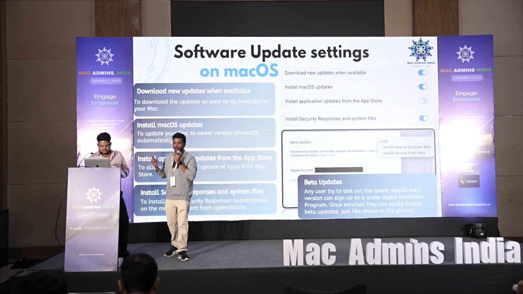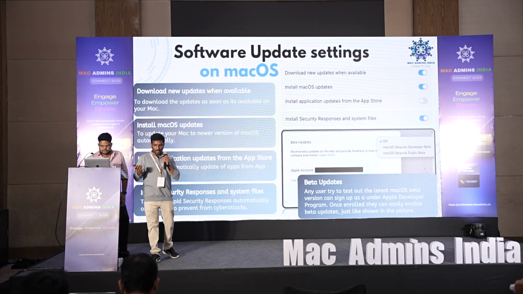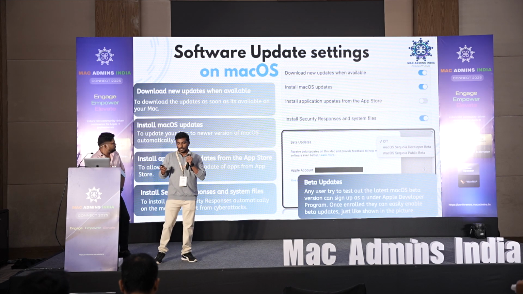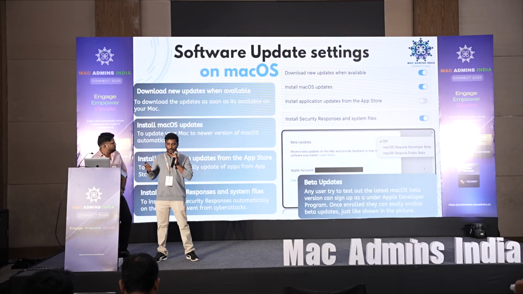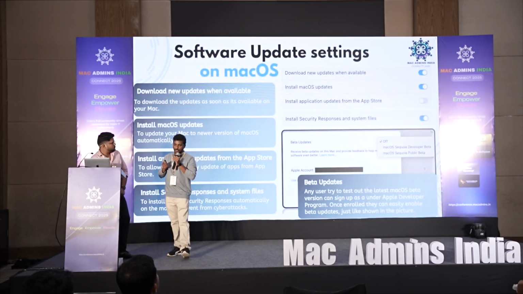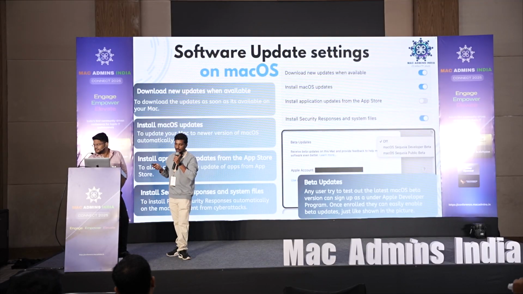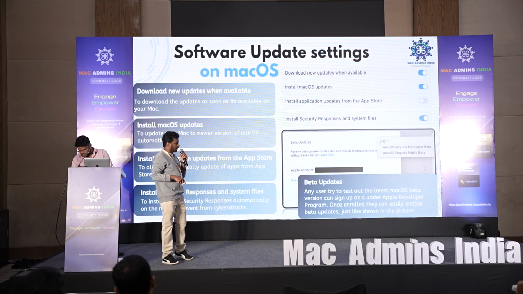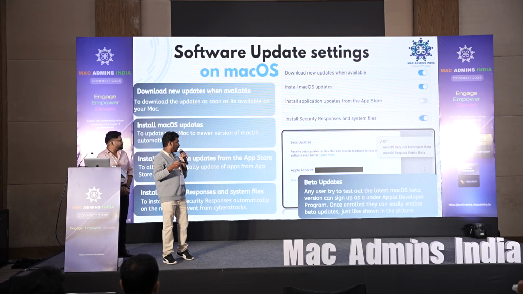The other option is install application updates from the App Store, which allows apps to update automatically from the App Store. The next option is install security responses and system files, which installs rapid security responses automatically on the Mac to prevent cyber attacks. We can also see an option for beta upgrades. If you enroll in the beta program, you will be able to see that option. We already captured that screenshot here. If you enroll, you can manage the beta updates of your macOS.